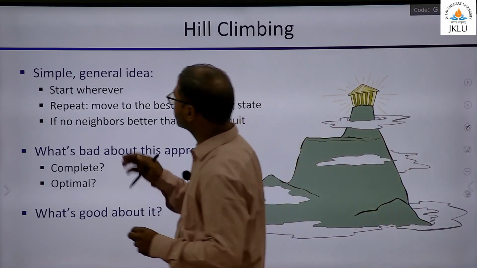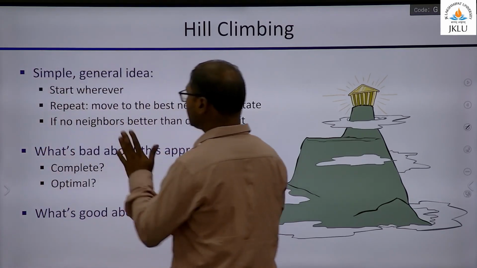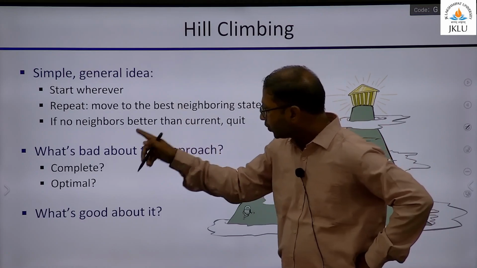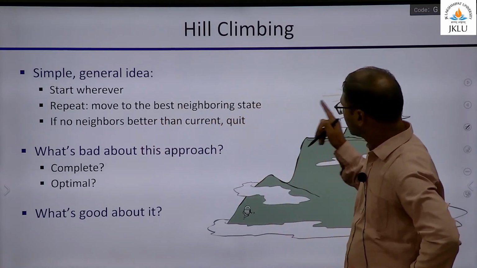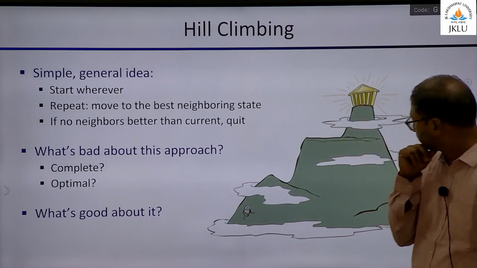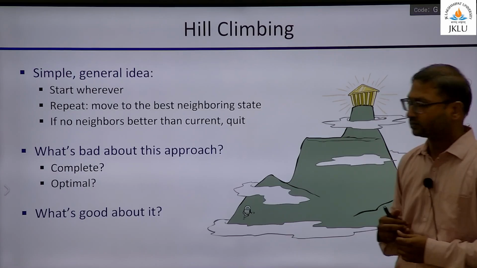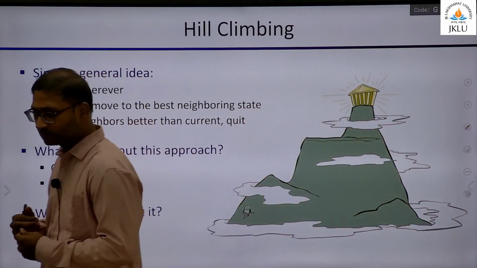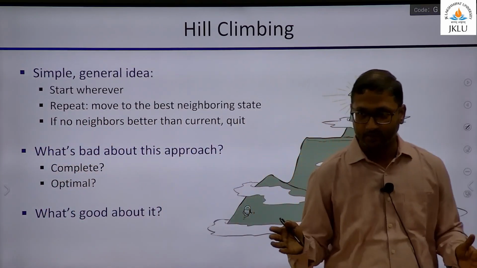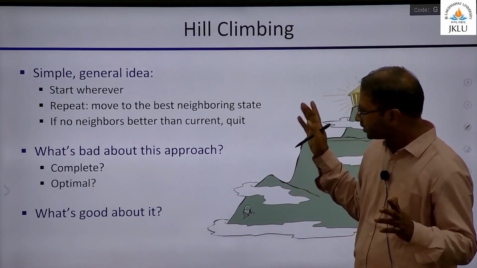So hill climbing is simple general idea. Start wherever, repeat, move to the best neighboring state. If no neighbors better than the current, quit. What's bad about this approach? Is it complete? Why no? Right. It may find a local minimum and local maximum and stop there.